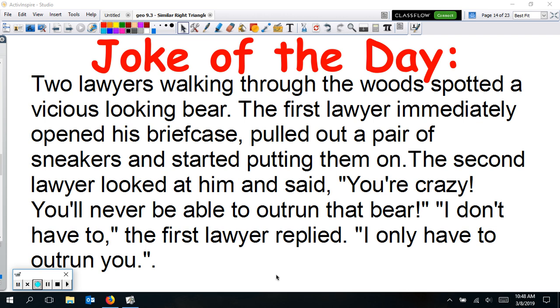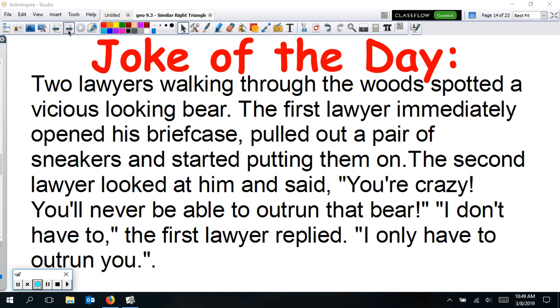Okay, here's our joke of the day. So this one says, 2 lawyers walking through the woods spotted a vicious-looking bear. The first lawyer immediately opened his briefcase, pulled out a pair of sneakers, and started putting them on. The second lawyer looked at him and said, "You're crazy. You'll never be able to outrun that bear." "I don't have to," the first lawyer replied. "I only have to outrun you."